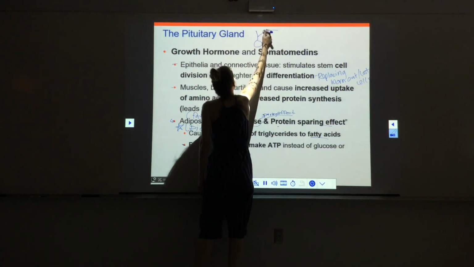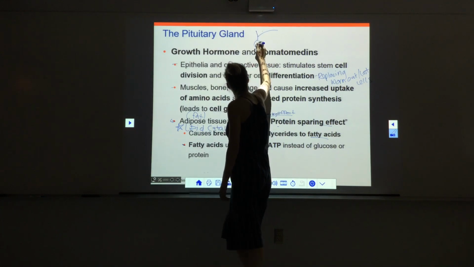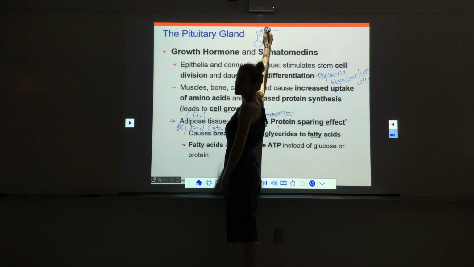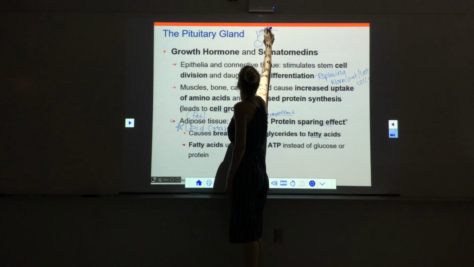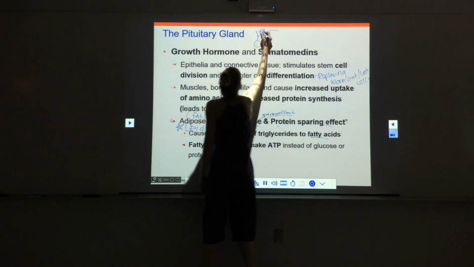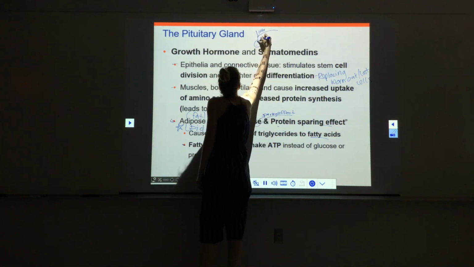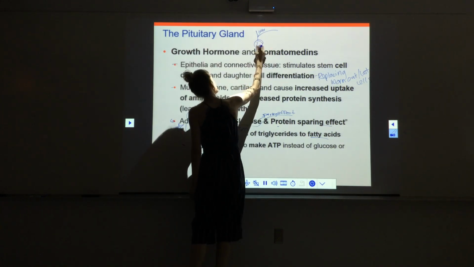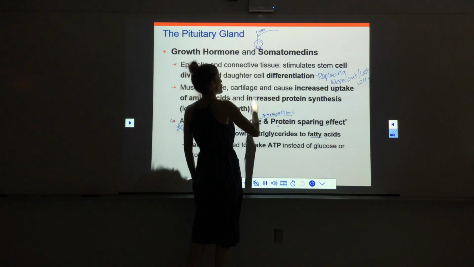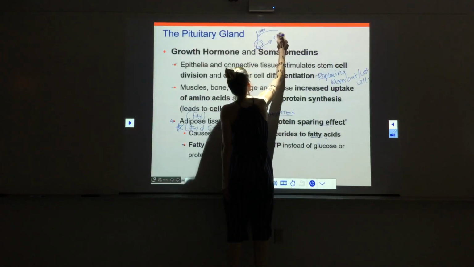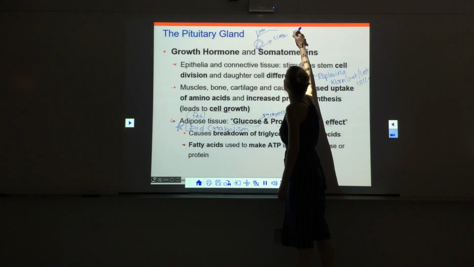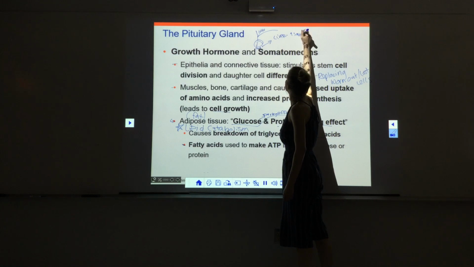So up here, what's that? Up here. The hypothalamus. If I want more growth hormone, what am I going to release from the hypothalamus? These are really easy. Remember, growth hormone releasing hormone, okay, or releasing factor. Our growth hormone releasing hormone goes from the hypothalamus to the anterior pituitary. And it tells the anterior pituitary to release growth hormone. Now, what does growth hormone do? Growth hormone goes to the liver. And what does it tell the liver to do? Release somatomedins.